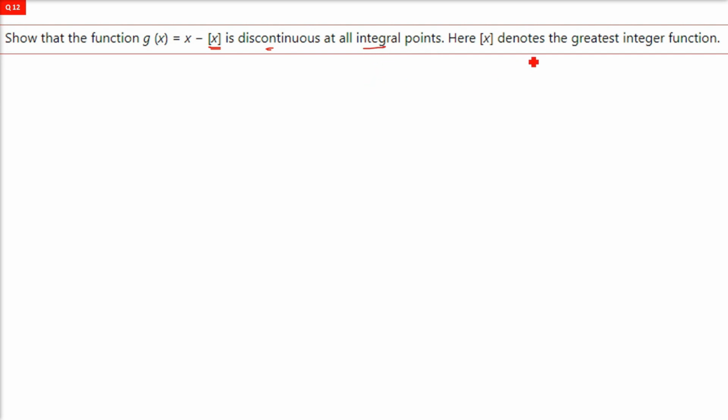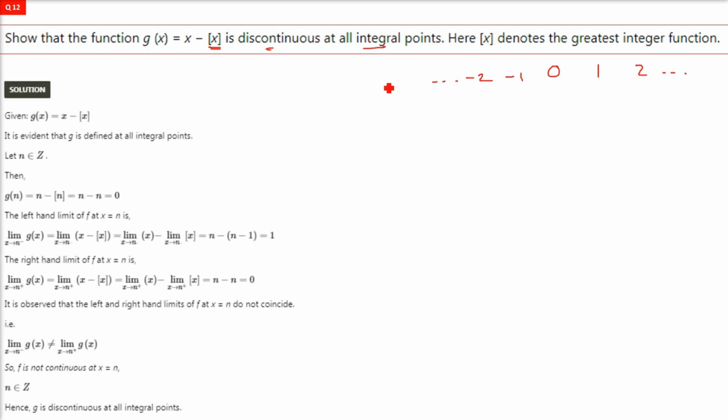Now there is a property of greatest integer function. First of all, integral points 0, 1, 2, minus 1, minus 2, because the question is talking about the integral points, not the real number. Only 1, 2, 3 or minus 1, minus 2, minus 3, right? There is no other value being put.